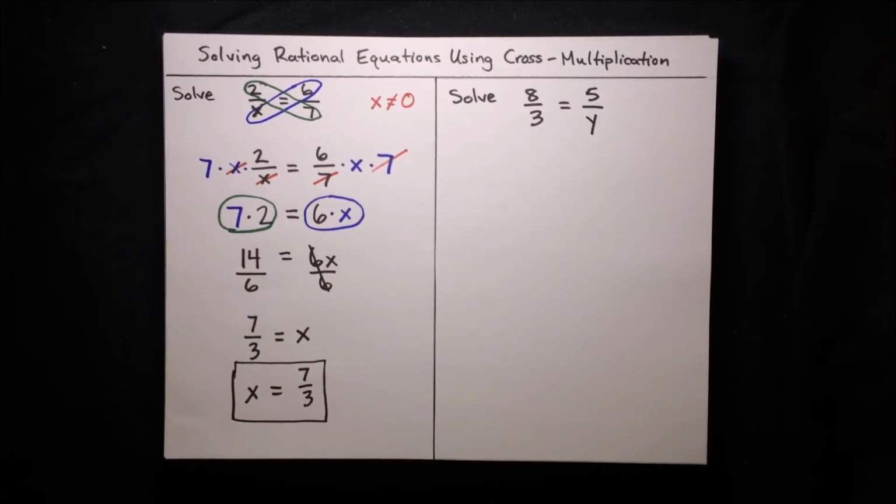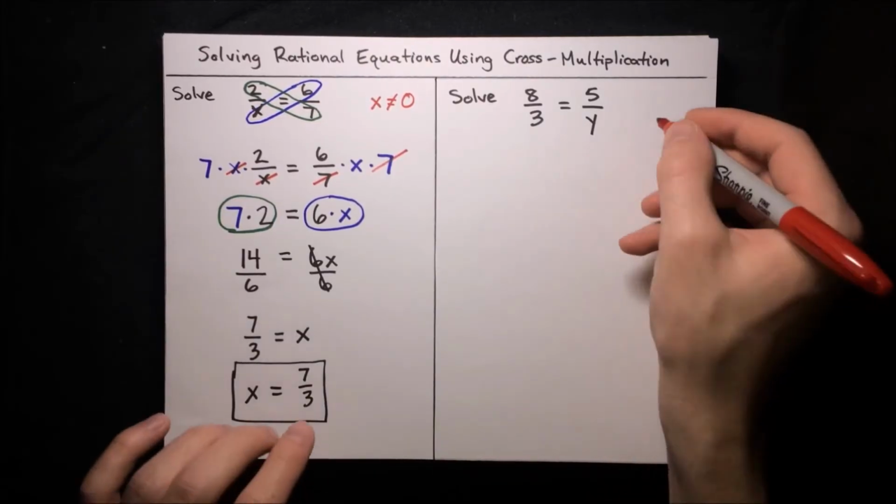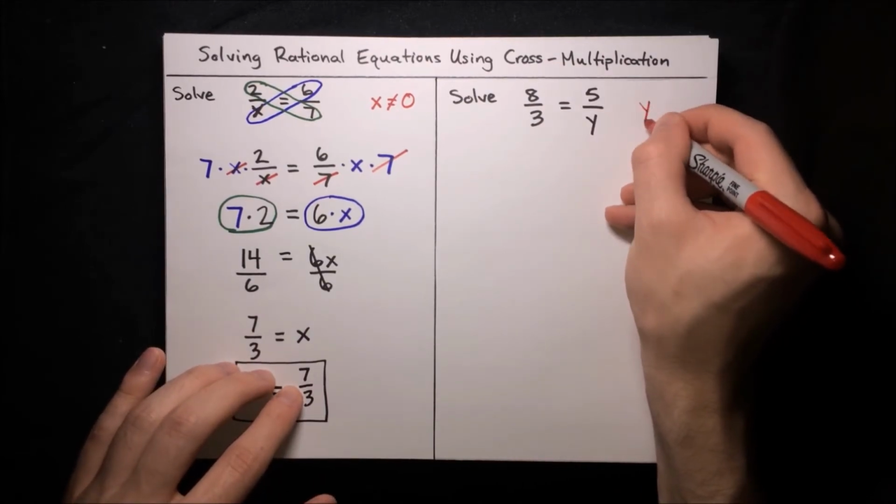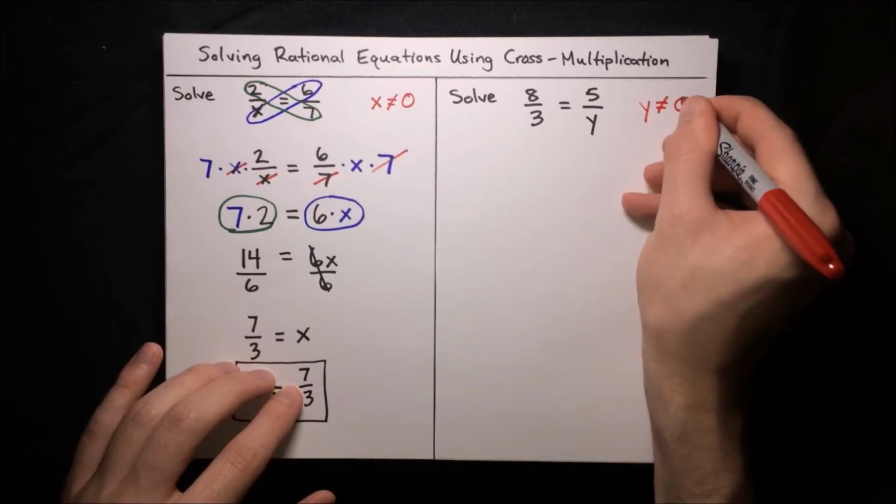Alright, so let's go ahead and solve this next equation: 8 over 3 equals 5 over y. First of all, let's check for any values of y that would make a denominator 0 in the original equation. Y itself is the denominator here, so a value y equals 0 would make a denominator of 0. That would be an issue, so we need y not equal to 0.